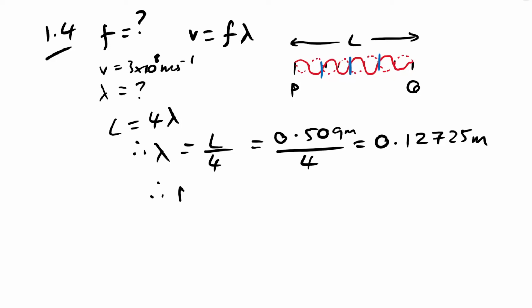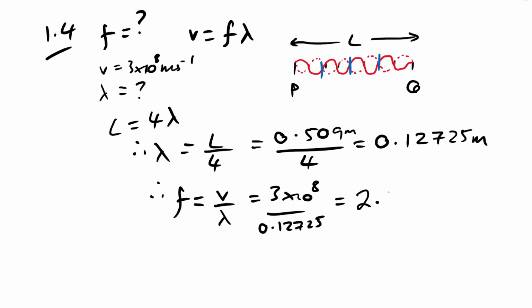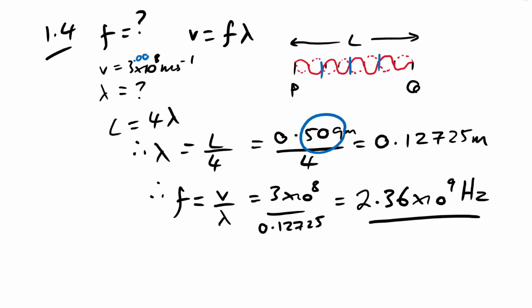So therefore, f is equal to speed over wavelength. So there's 3 times 10 to the 8 divided by wavelength. And that gives us 2.3, we should probably go to 3 sig figs, because this is 3 sig figs. Technically, this is 3 sig figs too. So we're going to say 2.36 times 10 to the 9 hertz. Not a super easy question though, that one, because it's a little bit confusing as to what is actually set up between P and Q.